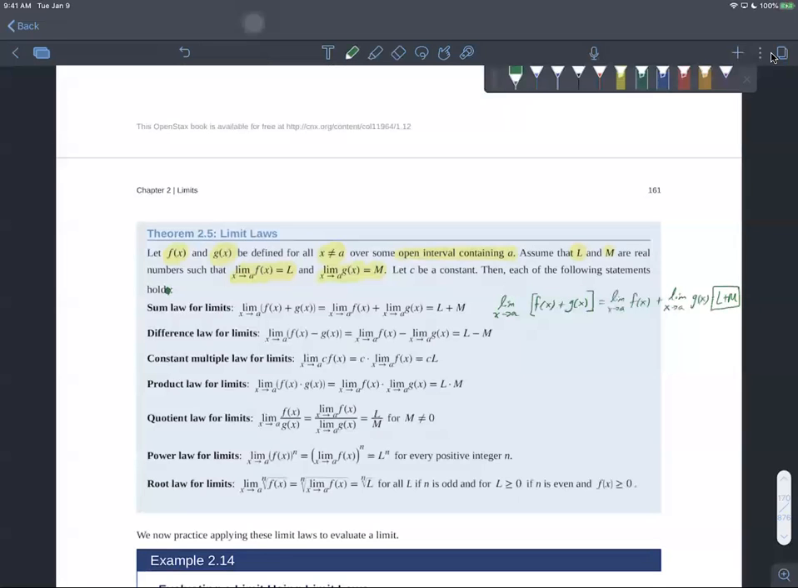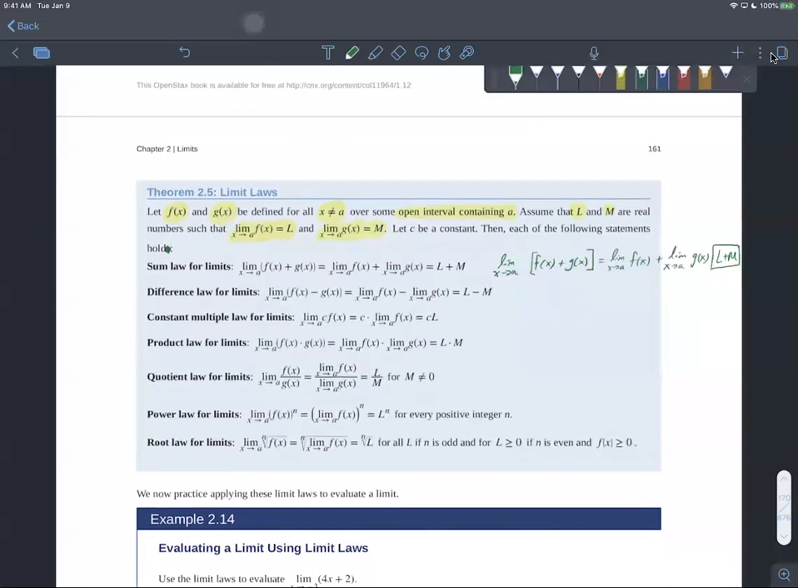So nice, good thing we have this property, and it works exactly as we would expect it to. The difference law for limits is almost the exact same thing, except it has a minus sign in the middle. Okay, what about the constant multiple law for limits?